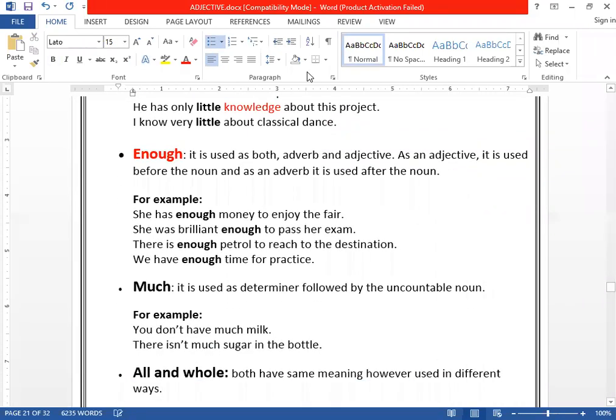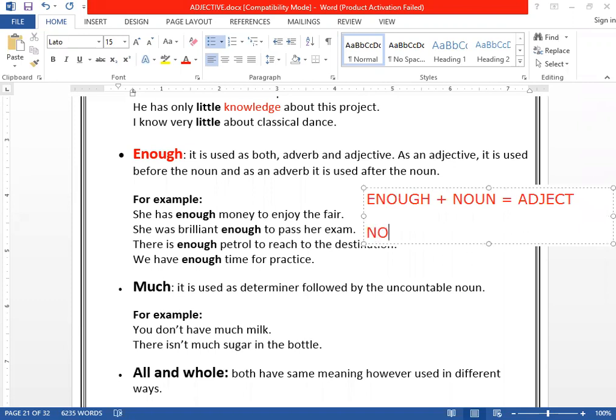Now look, in case enough is used as a noun, it functions as an adjective. But if you use noun plus enough, then it functions as an adverb, not an adjective.